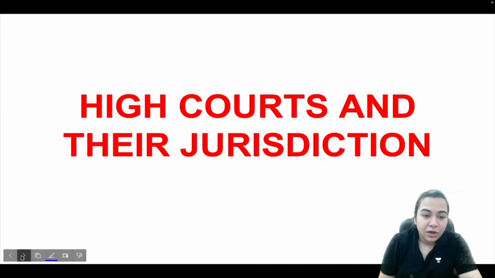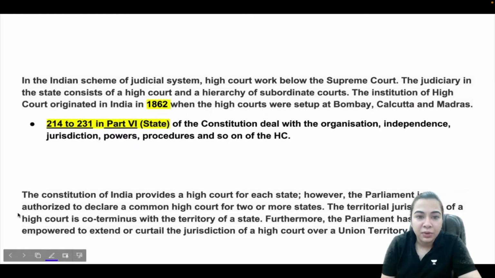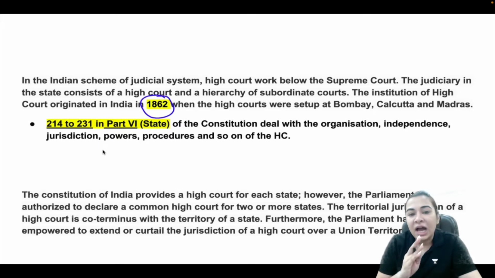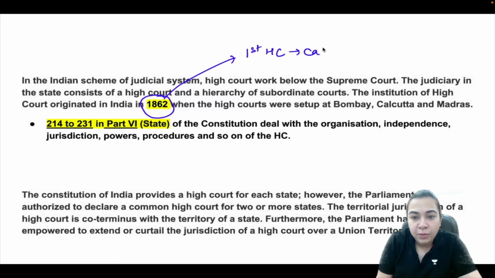Now, as all of you know, the institution of High Court in India was originated in the year 1962. The very first time we had High Court set up in India was in 1962. The very first High Court of India being the Calcutta High Court. Now, this was obviously followed by the Bombay High Court and the Madras High Court as well. At that point of time, you all know that we were under British rule.